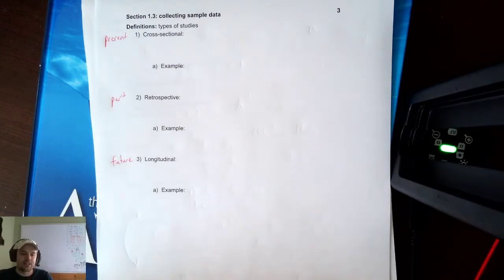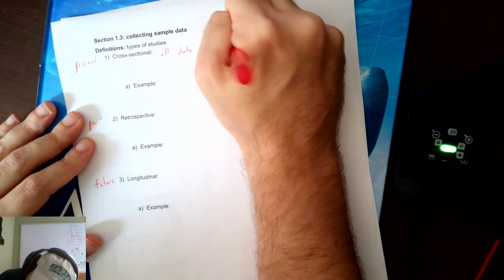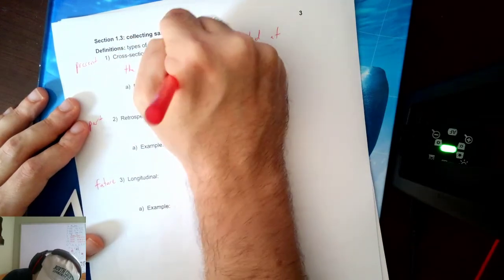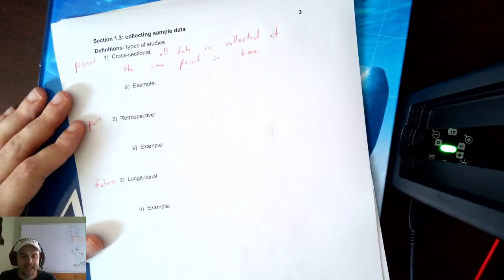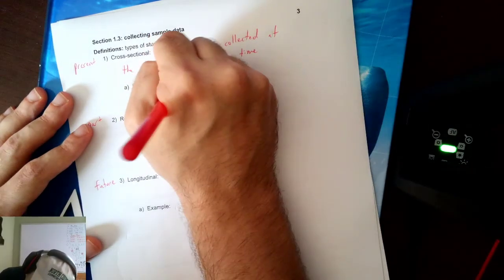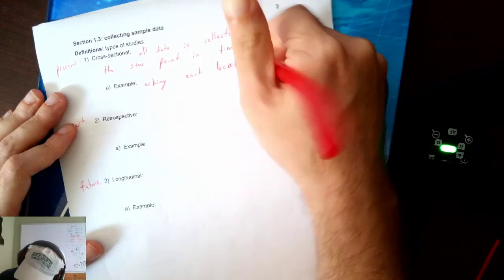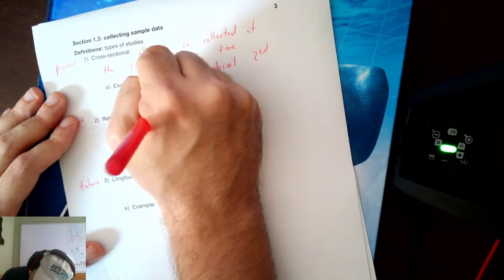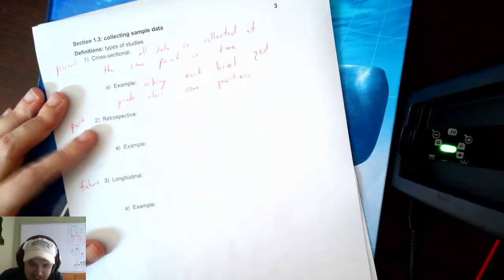A cross-sectional study deals with the present. All data is collected at the same point in time. An example might be asking each local 2nd grade class some questions. I want to collect data on 2nd graders.